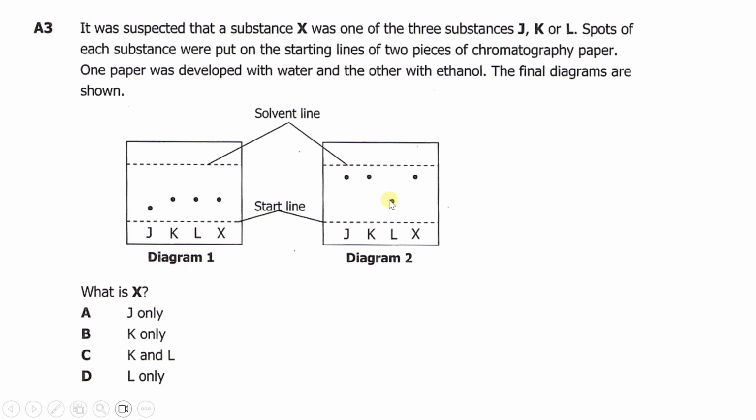Here we see that L had moved, but here L has not moved. So the only substance that has maintained consistency with X is K. Here K and X had the same water level, and here also K and X had the same levels of movement. So this implies that X and K are one and the same substance. So when they ask what is X, we can say that A, J only, is not true, B, K only, is correct. So X is actually K, so the answer is B.